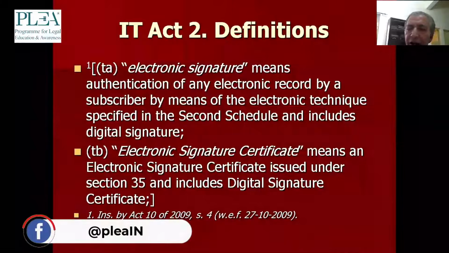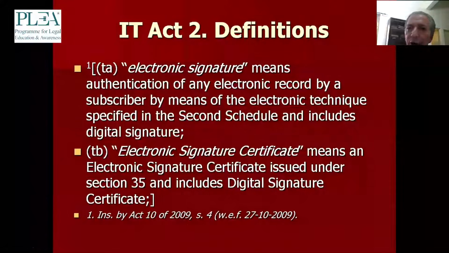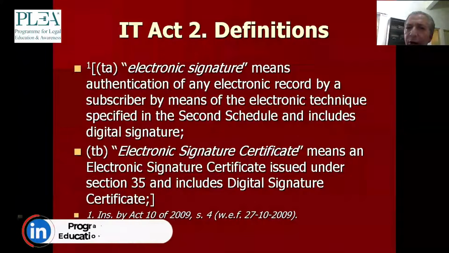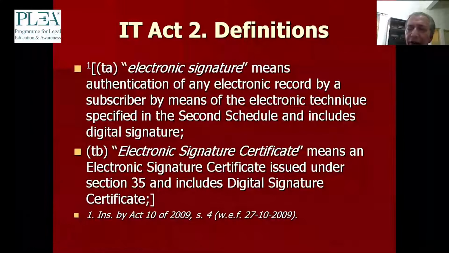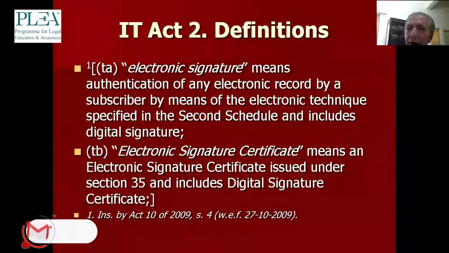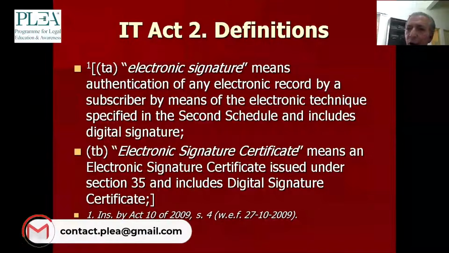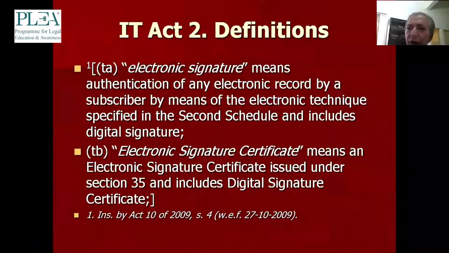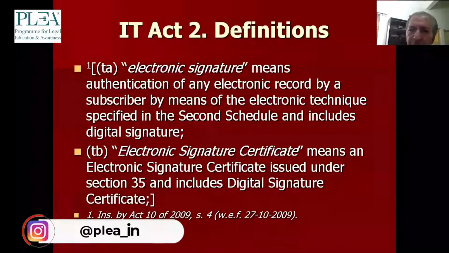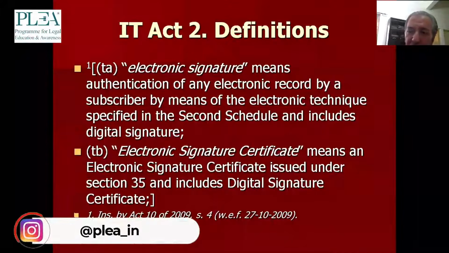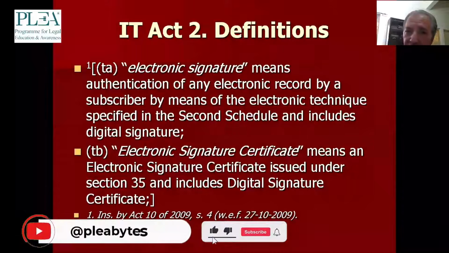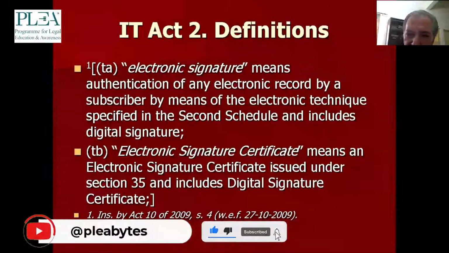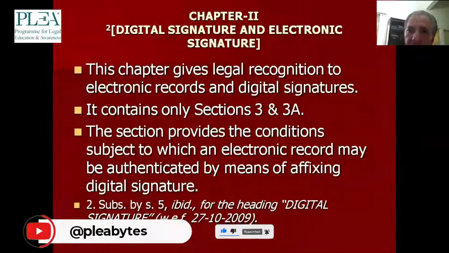So digital signature is a bit string of maybe 128 bits, 256 bits, or say 512 bits. That is a unique binary string given to every person, every subscriber. And electronic signature includes digital signature. So if you are taking a photograph of your manual signature, that is electronic signature, but it is not digital signature. Then electronic signature certificate means an electronic signature certificate issued under section 35 and includes digital signature certificate. This change came into effect in 2009, that is, by the IT Amendment Act.